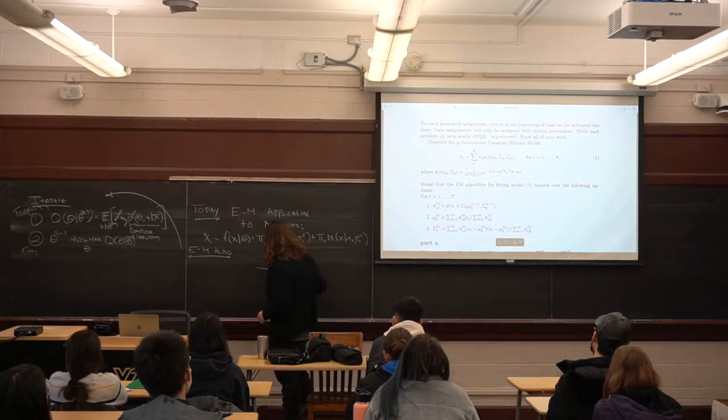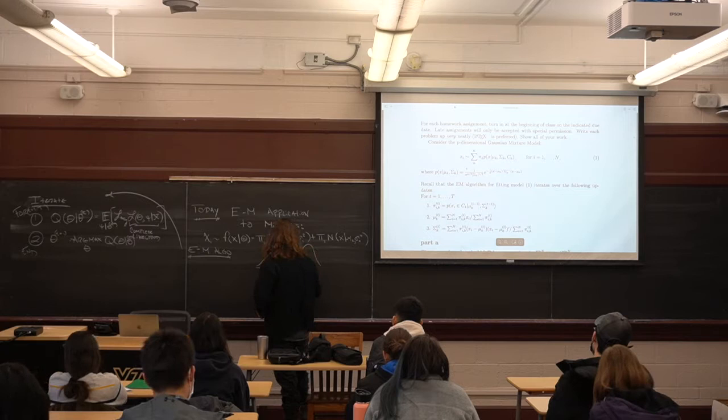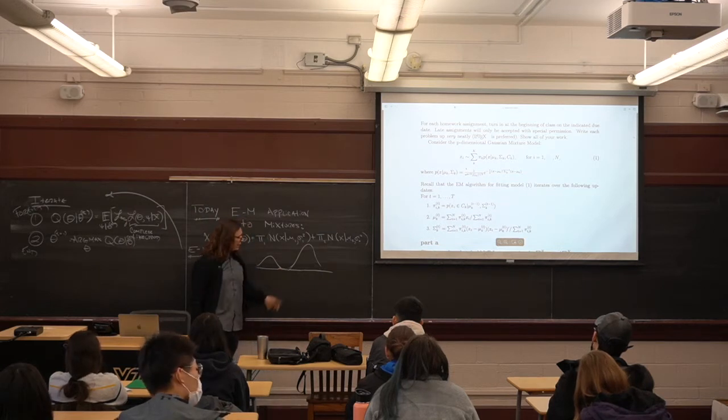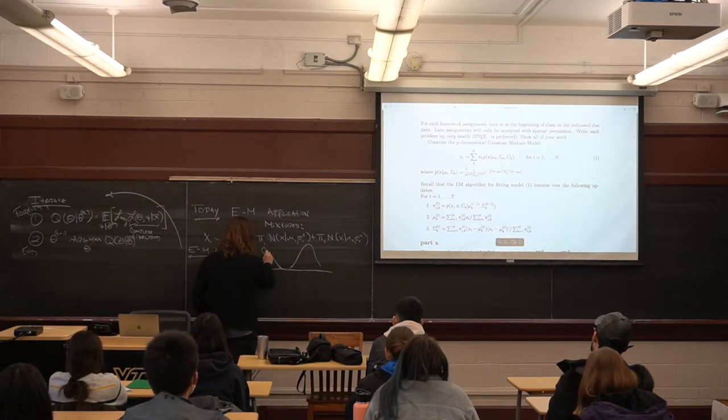So let me just draw a picture. Let's say I have a two-component mixture. I'll make that come down a little bit more. And let's say I have, so I'll call this component 1.